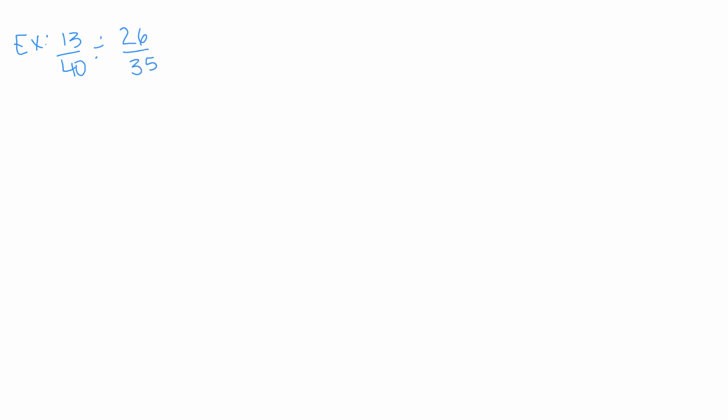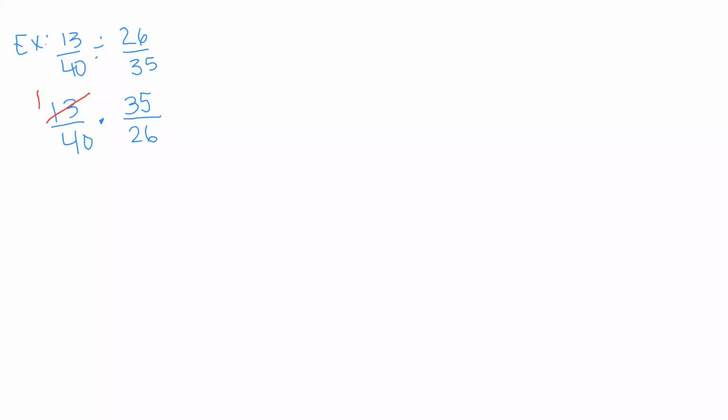So just like in all of those previous examples, we want to convert to multiplication first, resist the urge to simplify here. So 13 over 40 gets multiplied by the reciprocal of 26/35. So I'm going to multiply by 35 over 26. I want to look for any common factors that I could cancel top to bottom, anywhere in the top with anywhere in the bottom. Right off the bat, I notice 13 and 26. 13 and 26 have a 13 in common.